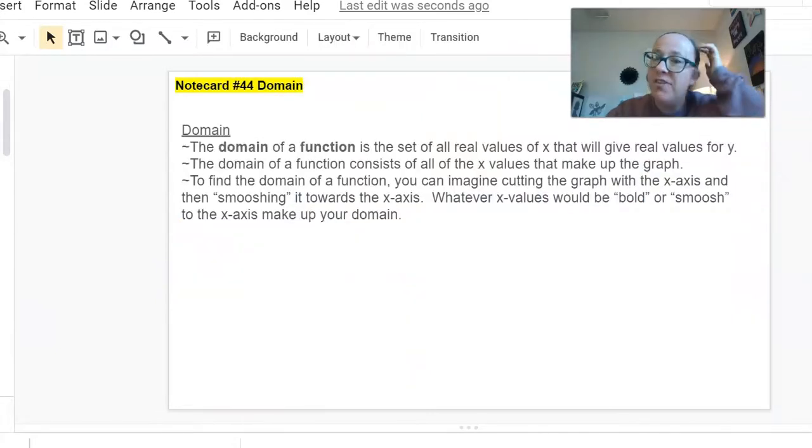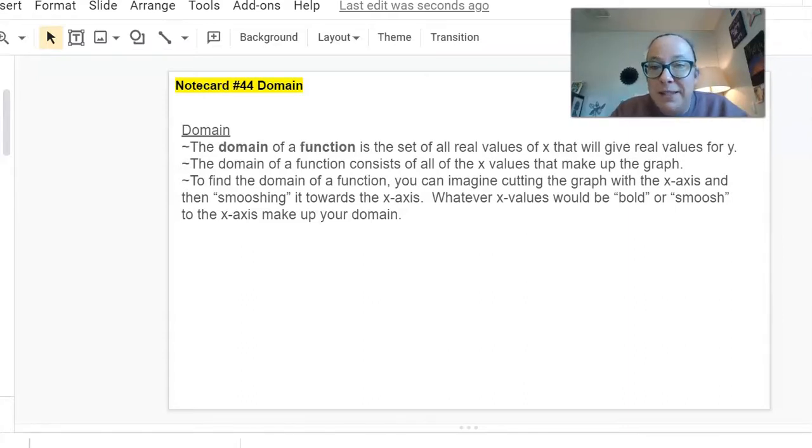All right, next, we're going to move on to diagnostics. Okay, so note card 44 is about domain. The domain of a function is a set of all real values of x that will give real values for y. That probably doesn't mean a lot to you. Another way you could say it is the domain of a function consists of all of the x values that make up the graph. That makes a little bit more sense to me.